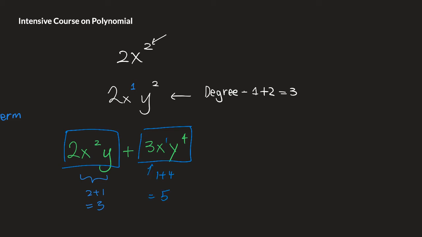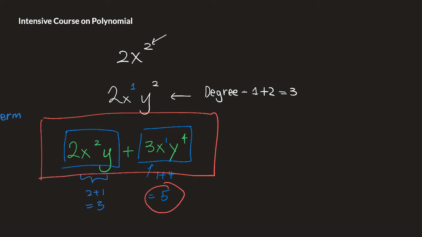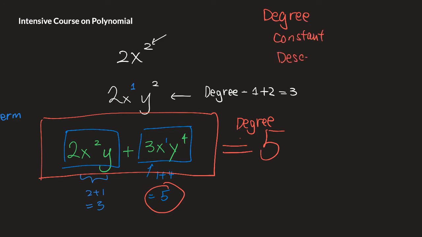So when you consider a monomial, it's 5, but if you are going to consider this polynomial, the degree will be the larger one, so in this case, the degree is equal to 5. So hereby you should understand the meaning of degree and also the constant term, and also the meaning of descending, and also the meaning of like terms and unlike terms.